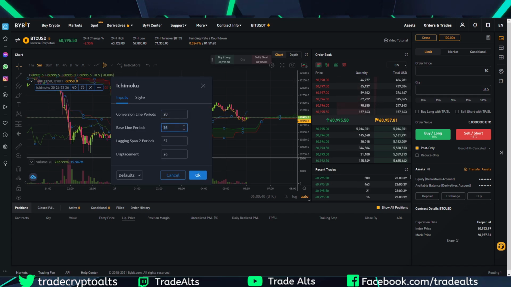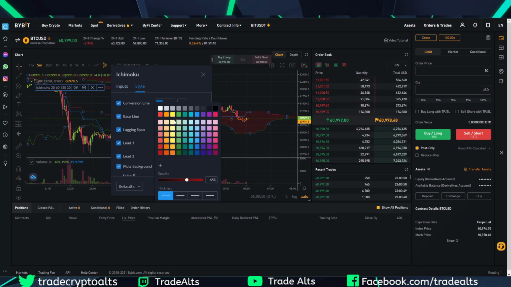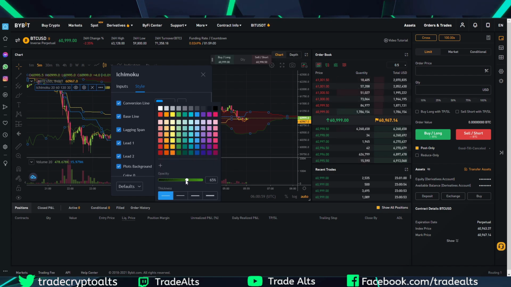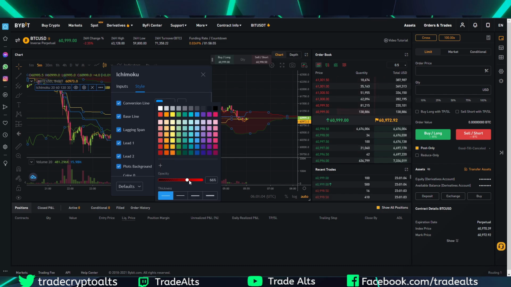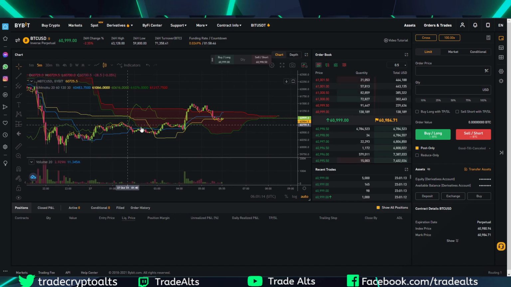I'm going to just do this really quickly so you can see. So these are literally the same settings. Go over to style. And then, I like to change them to make sure that they match the colors that I like. That type of stuff. Not going to change all of them. Anyway, so here it is. So this is Ichimoku in a 5 minute time frame.